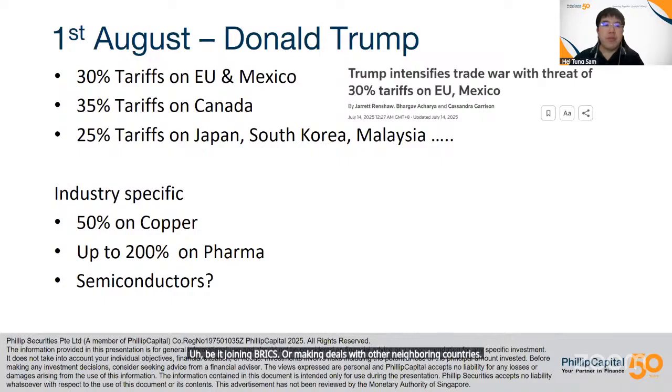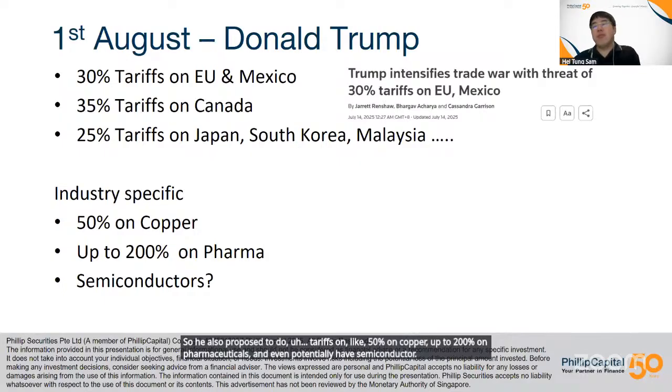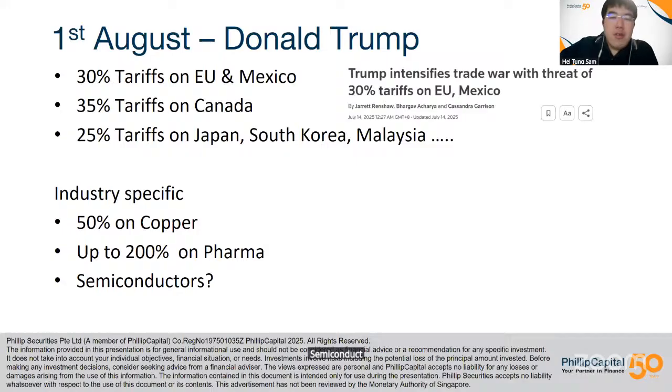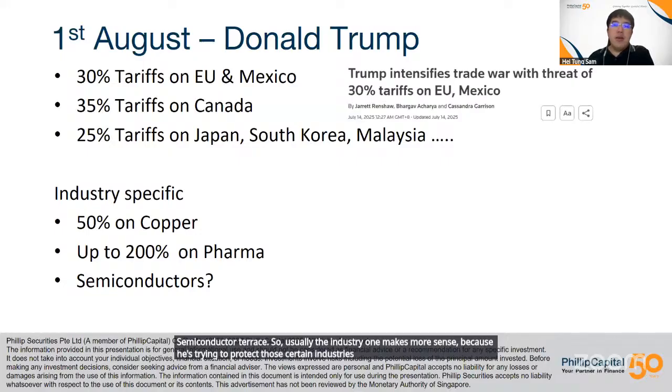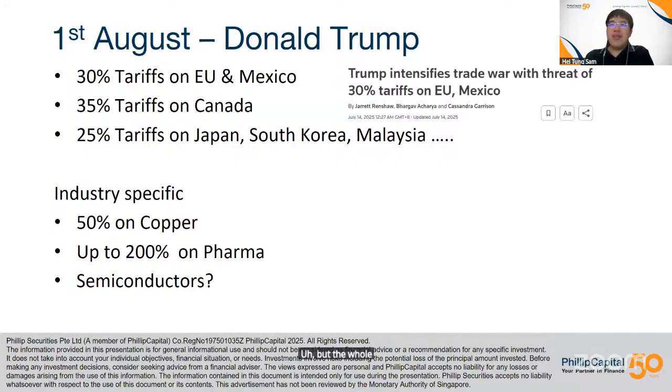He also proposed tariffs of 50% on copper, up to 200% on pharmaceuticals, and even potentially semiconductor tariffs. Usually the industry-specific ones make more sense because he's trying to protect those certain industries. But the whole-country one just seems a bit too all-rounded.